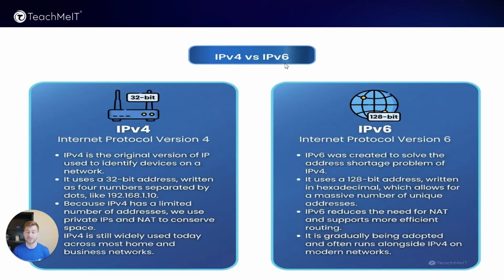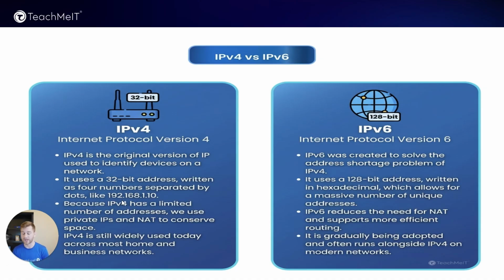Next up, we have IPv4 and IPv6. These are two different types of internet protocol technologies. IPv4 is Internet Protocol version 4, and IPv6 is Internet Protocol version 6. IPv4 is the original version of Internet Protocol used to identify devices on a network. It uses a 32-bit address with 4 numbers separated by a period or a dot.